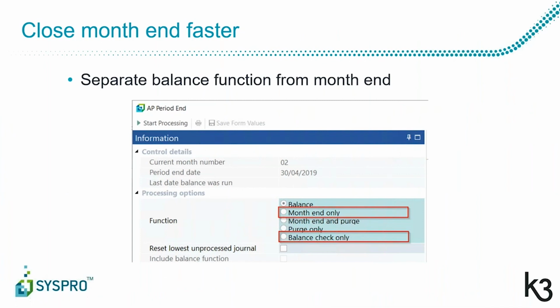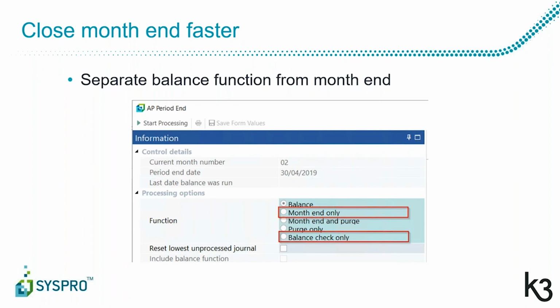With SYSPRO historically, when you processed your month end, the balance function was automatically incorporated as part of that. So you may have run your balance overnight as part of an automation routine, but when you came in to do the month end and close your ledger, the month-end process would also kick off the balance. Now in 8, SYSPRO has added the functionality to separate the two. So you have the ability to do purely month end because you've already run your balance overnight.